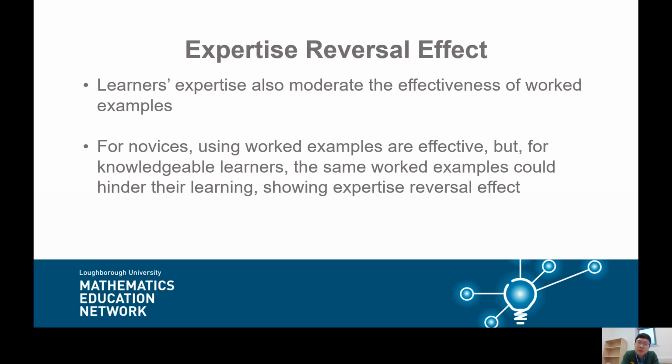So using work examples, as I mentioned before, the work example effect works very well for novices. However, the work examples do not work very well for experts or knowledgeable learners. So as I mentioned here, the learner's expertise also moderates the effectiveness of work examples. For novices, using work examples is effective, but for knowledgeable learners, the same work examples could hinder the learning, showing the expertise reversal effect.